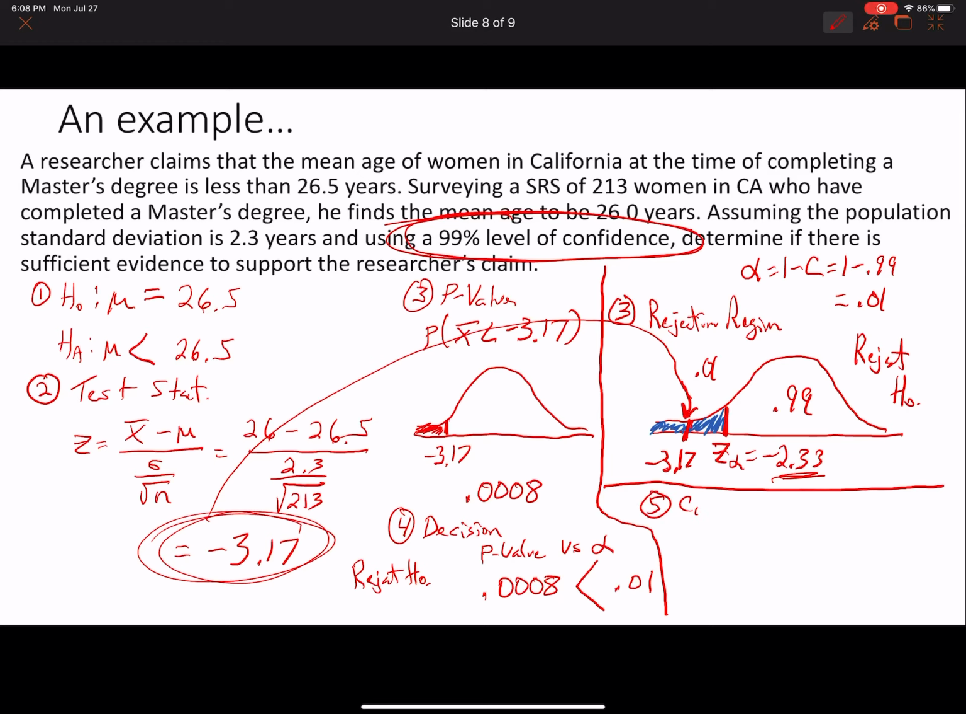Either way you spin it, we do have to have a conclusion here, which means we have to answer the question. The question here is to determine if there is sufficient evidence to support the researcher's claim, and there is. So at the alpha equals 0.01 level of significance, there is enough evidence to support the researcher's claim. That's an example of using these rejection regions in this context.